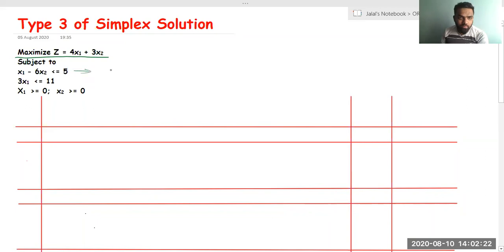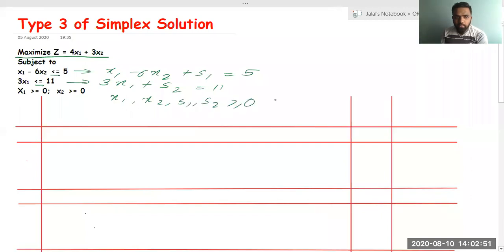So I'll just try to simplify this. x1 minus 6x2. The minus doesn't mean anything; what matters is this is less than or equal to. If this is less than or equal to, I'll add a slack variable, plus s1 is equal to 5. And when I simplify this, this will be 3x1. Since it is again less than or equal to, I'll add plus s2 and this will be equal to 11. And we already know x1, x2, s1 and s2, since they are added to the equation, will all be greater than or equal to 0.